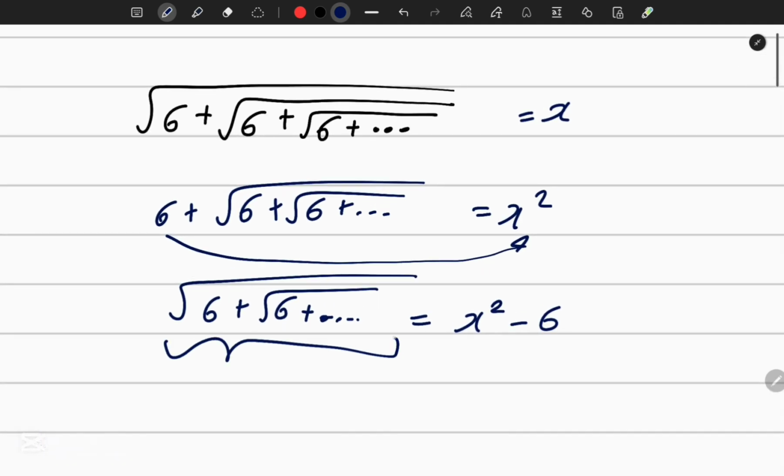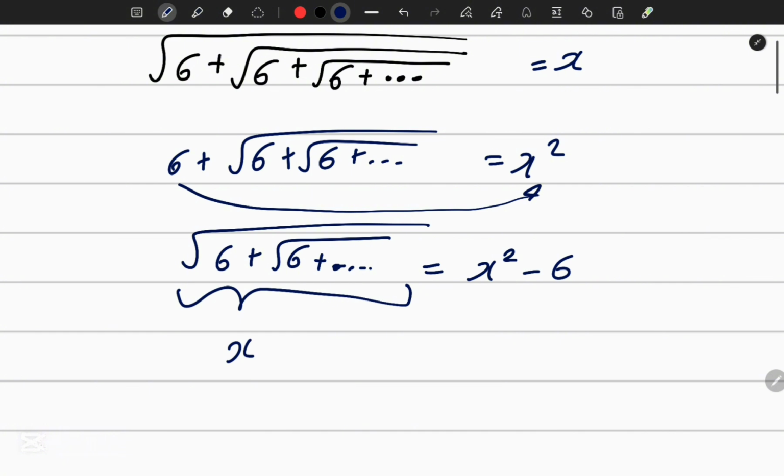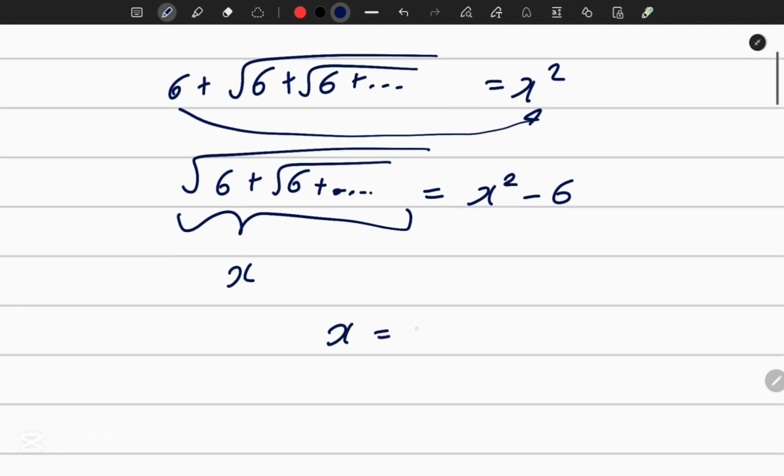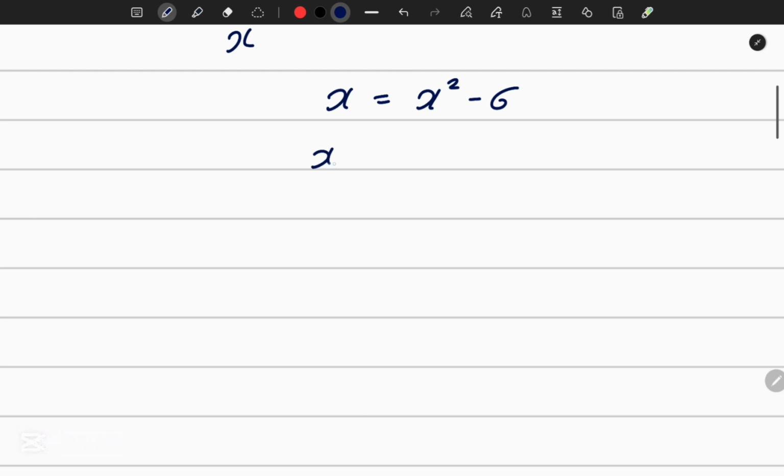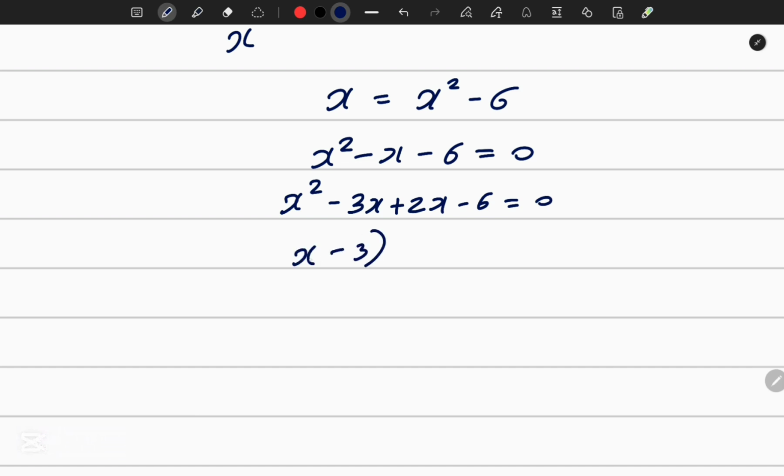This is also x, so I can write this as x equals x square minus 6. So x square minus x minus 6 equals 0. Now I can write this as x square minus 3x plus 2x minus 6 equals 0. This is x minus 3 times x plus 2, right?